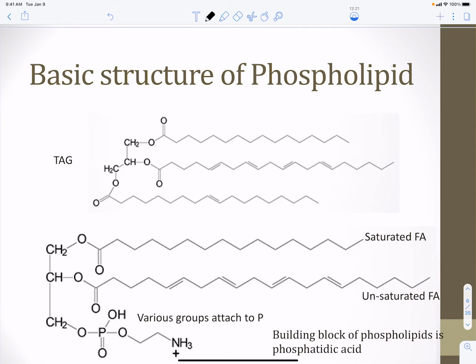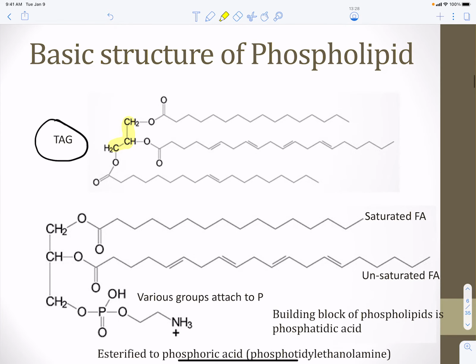Okay, so now the basic structure of a phospholipid. So here's a TAG again, and our TAG has the glycerol as the backbone, and our phospholipid does have a phosphate group at that position 3, and then attached to that phosphate group can be different groups. And so typically on position 2, you have an unsaturated fatty acid, and that is typically going to be arachidonic acid. And arachidonic acid is going to be important for many reasons, which we'll talk about in a future lecture, but it really makes eicosanoids, for example.